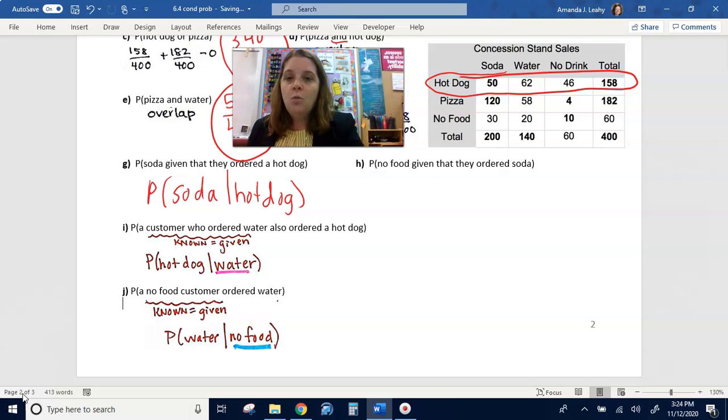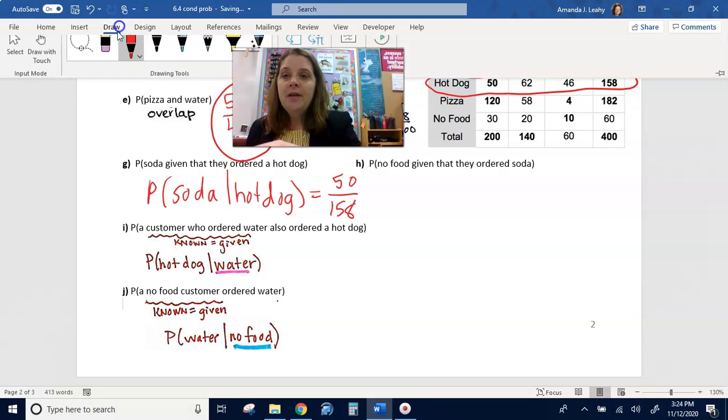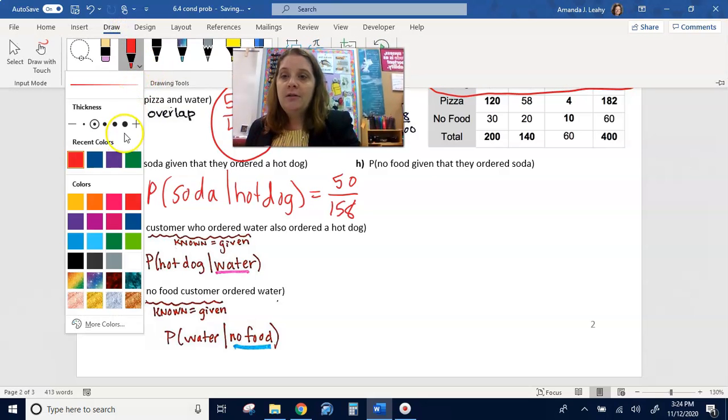So out of the 158, not out of the 400 this time, out of those who also ordered soda, that would be 50. Okay, I'm going to switch colors here. All right. What about the next one?